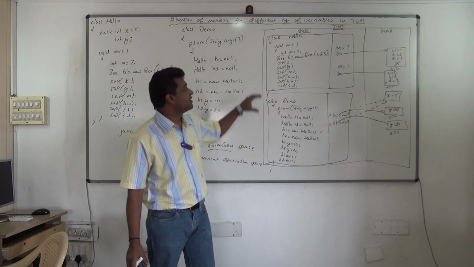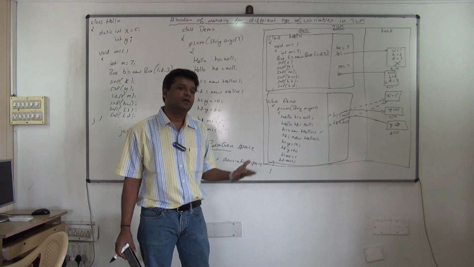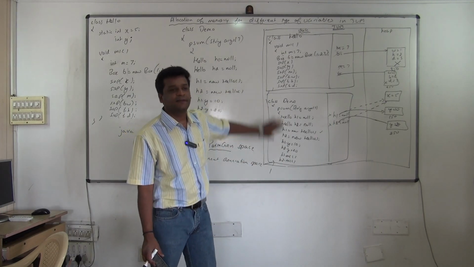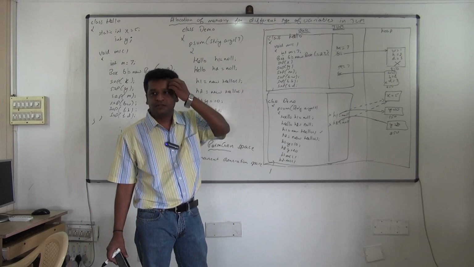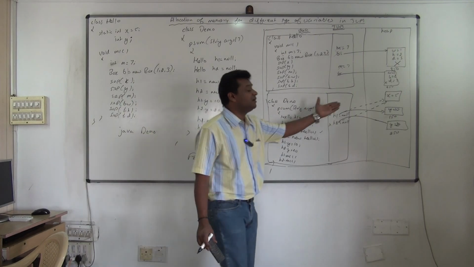Are you clear? So static variables, where do they reside? Heap. Instance variables also reside in heap. Local variables reside where? Stack. Understood? So local variables always reside in the stack. And when do the static variables come into existence?